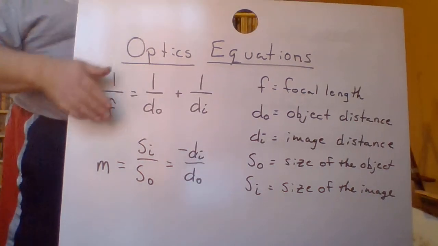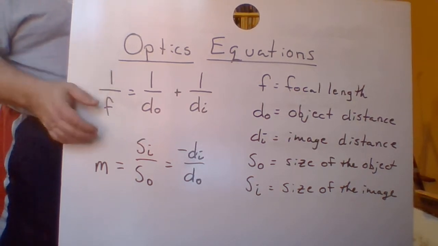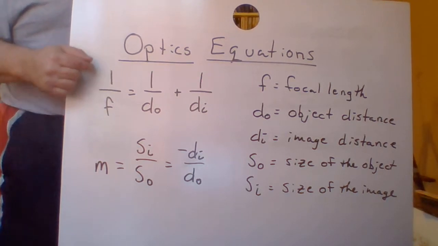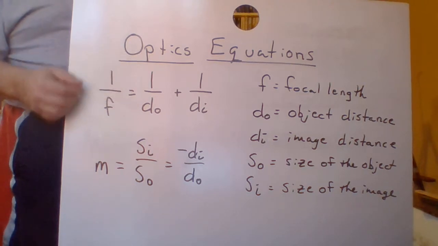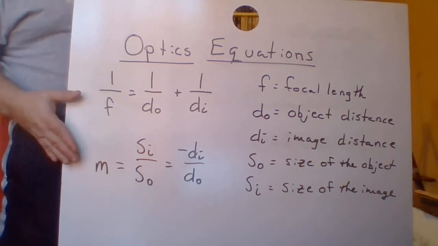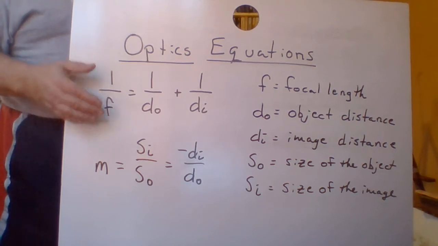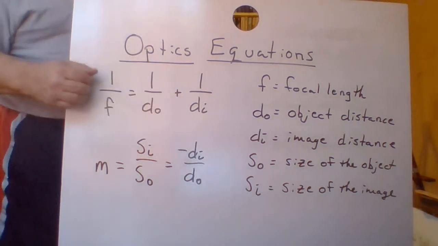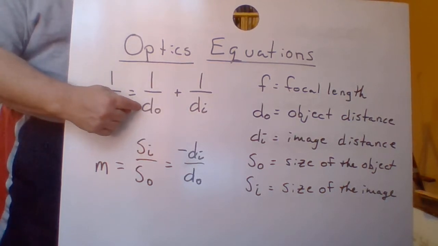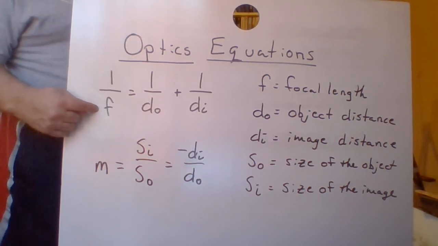These equations are true whether we're using a mirror or a lens, a concave or convex mirror, or a convex or concave lens. These hold true for all optics situations, and I will use them later in this lesson to illustrate how we can calculate how far away the image might be. Or if we know where the object is and where the image is, we can calculate the focal length of the optical device.